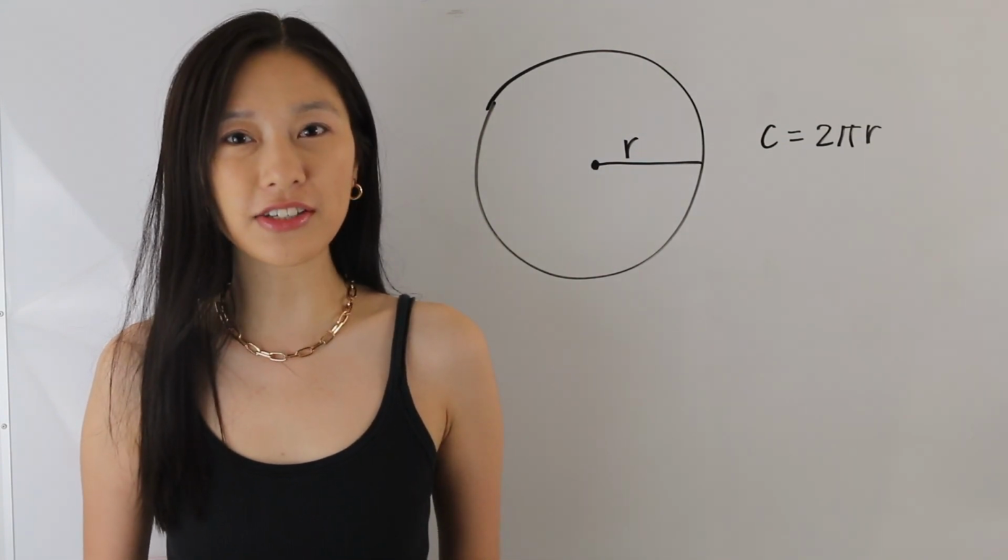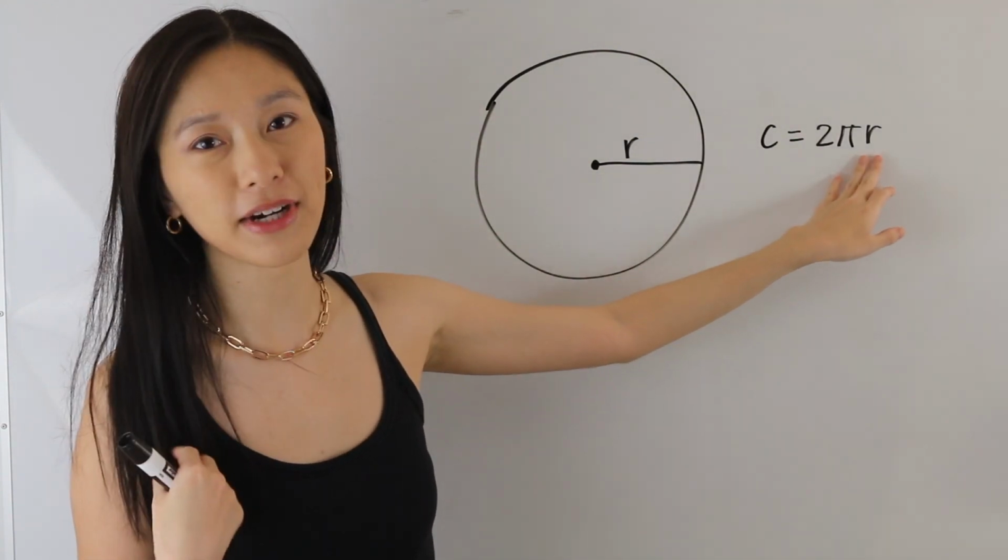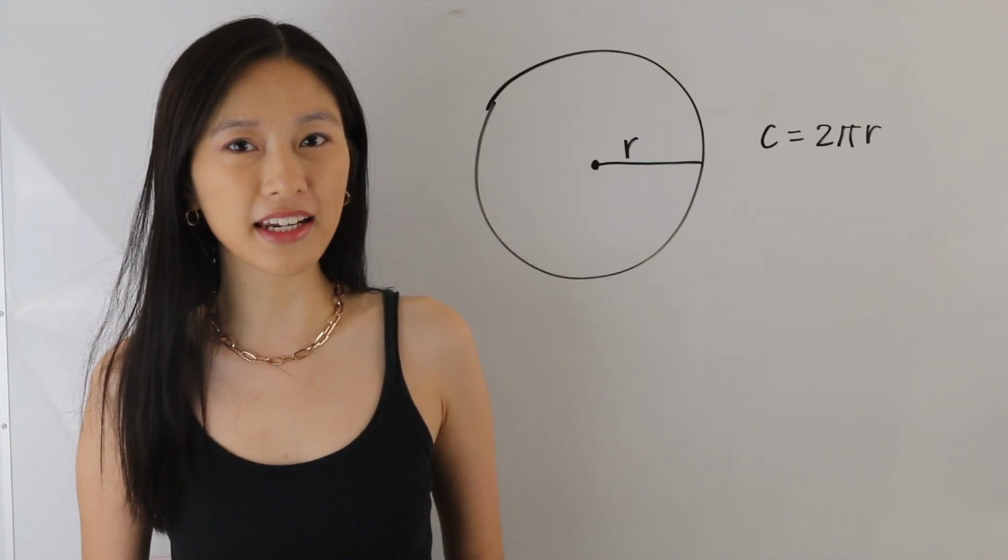In today's video we are going to be learning how to find the circumference of a circle using the formula the circumference is equal to 2 pi r, where r is the radius. So let's go ahead and take a look at some examples and apply this formula.